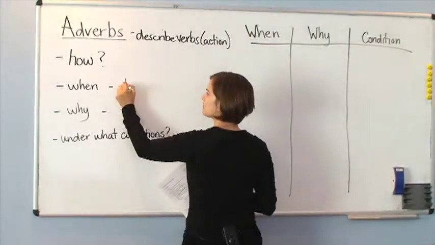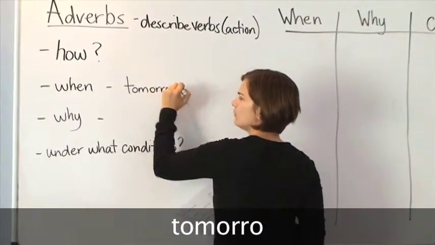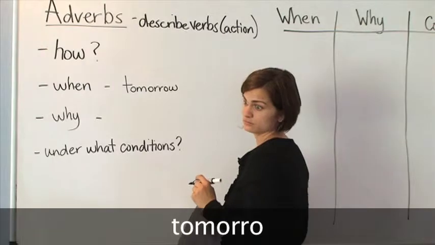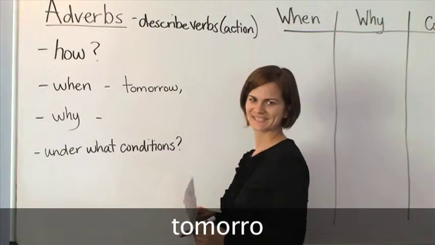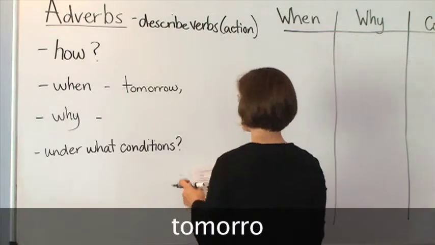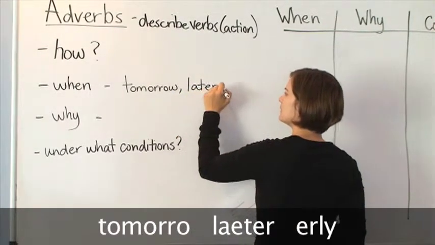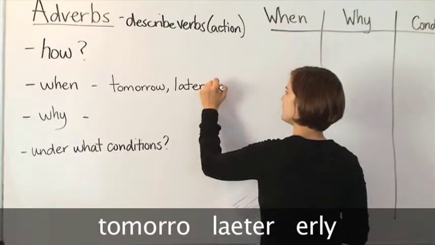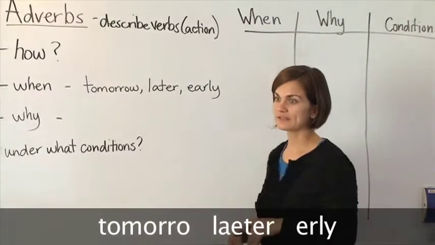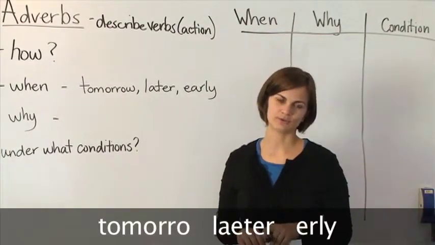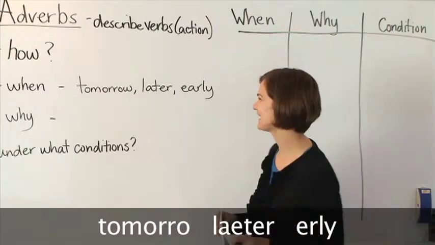There are words that we use in sentences like we say, will you come over tomorrow? Will you be here tomorrow? Yes. That's right, that tells us when. Also, later and early. We will be at class early tomorrow to play some games, right?